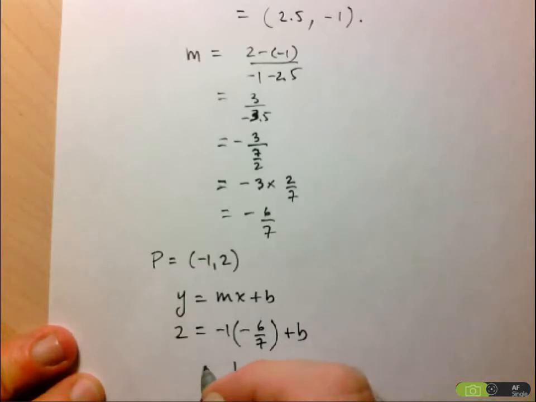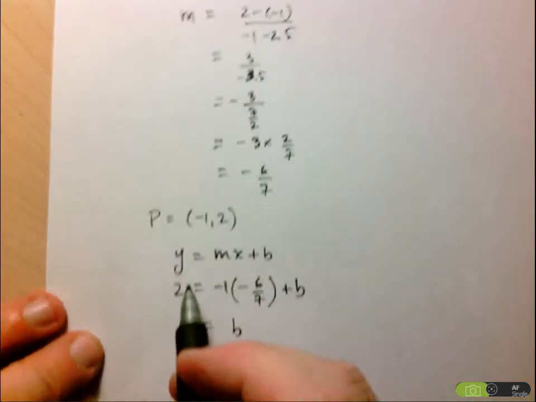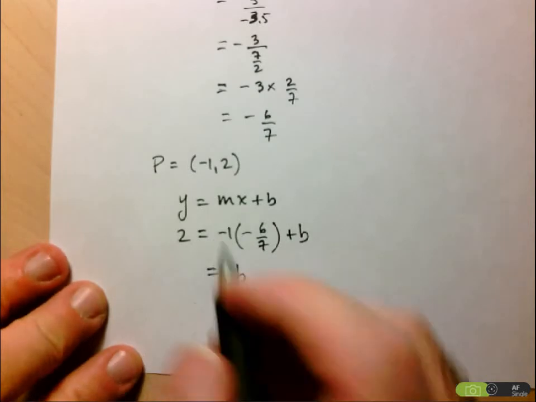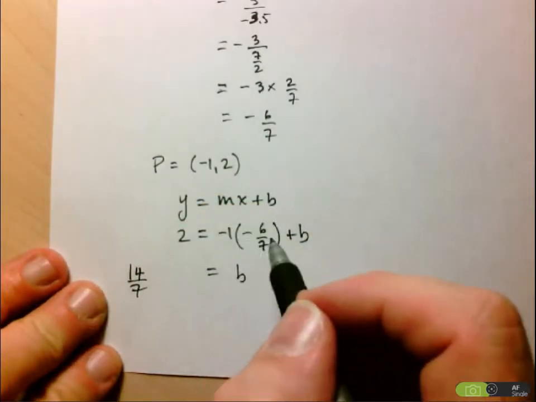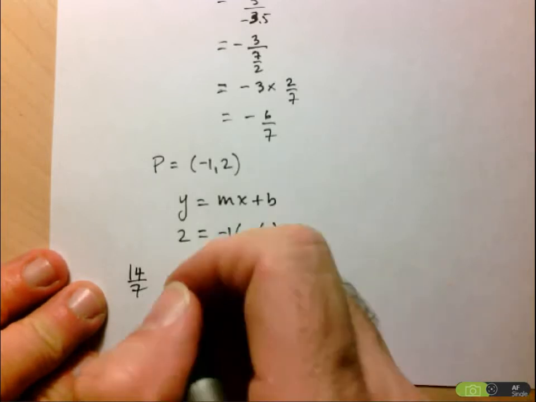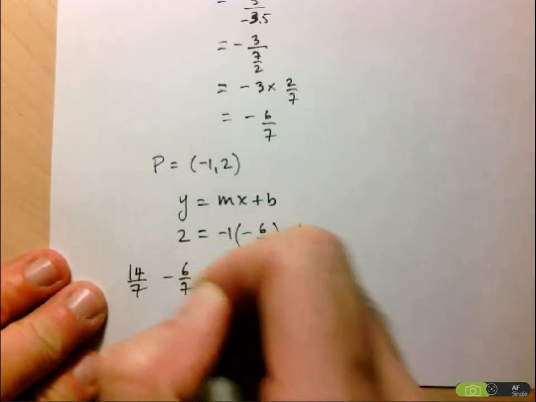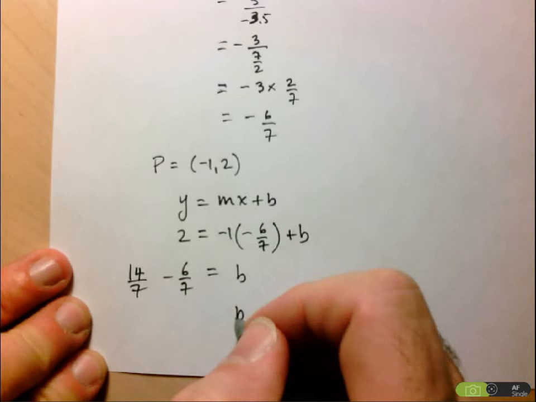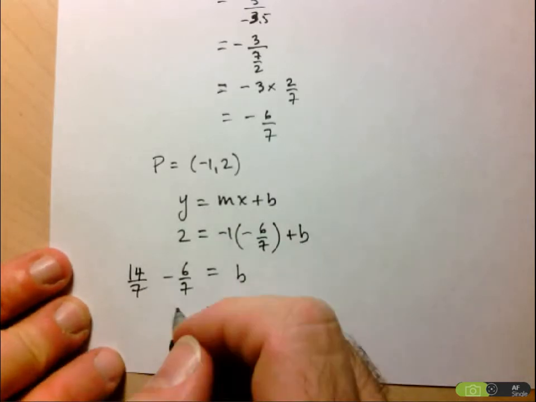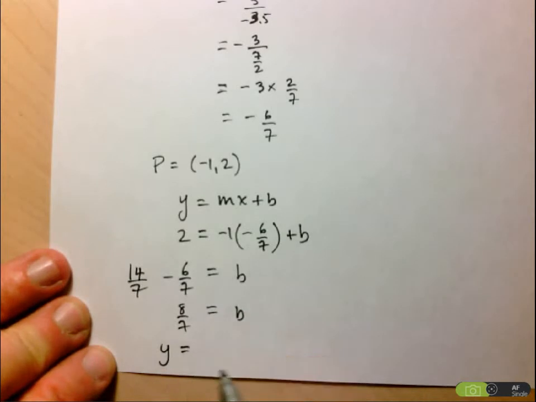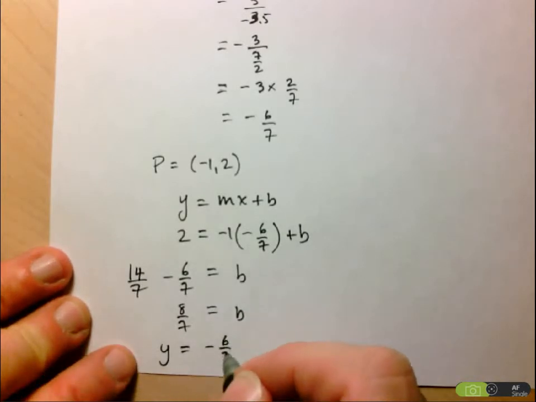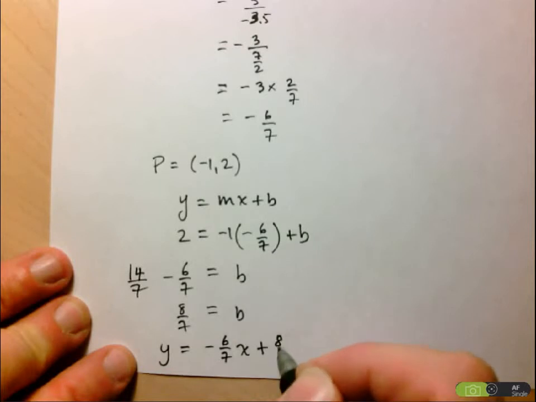So here b is equal to, I'll just write 2 right off the bat as something over 7. So this is 14 over 7, and here this is positive 6 over 7, so when I bring it to the other side, it'll be minus 6 over 7. And so the b value is just 14 minus 6, 8 over 7. So my second equation will be y equals negative 6 over 7 x plus 8 over 7.